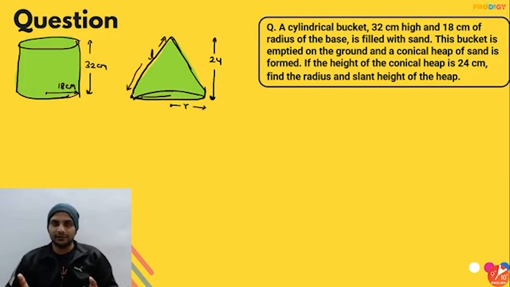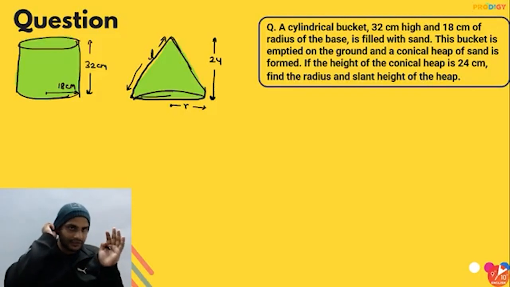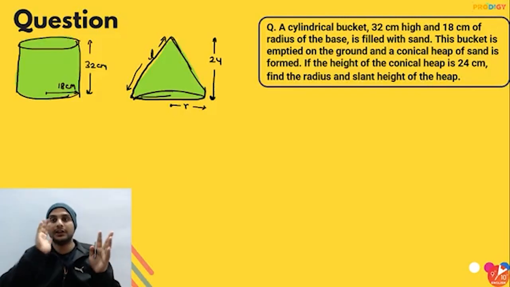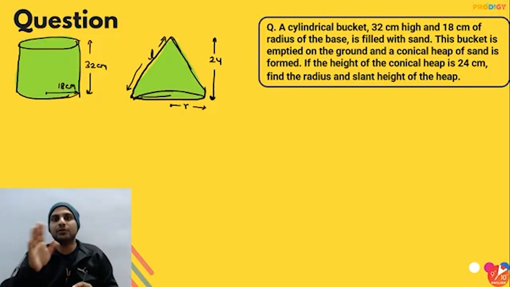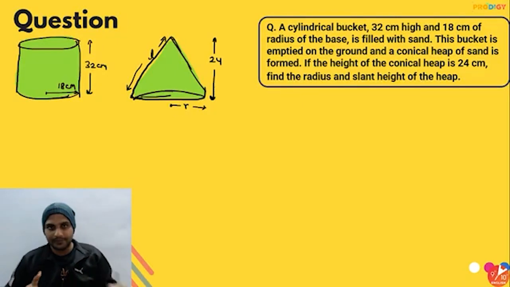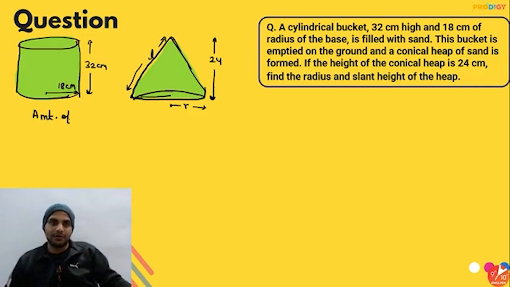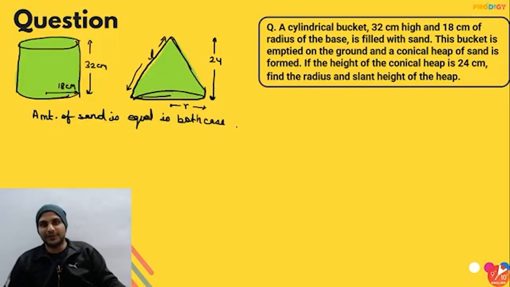So first thing, guys, you know that the amount of sand, even if it was present in the bucket or even if we empty it, will remain the same. Amount of sand is the same in both cases, right? And if the amount of sand is equal, we can say the volume must be equal. So volume of cone, make it equal to volume of cylinder.